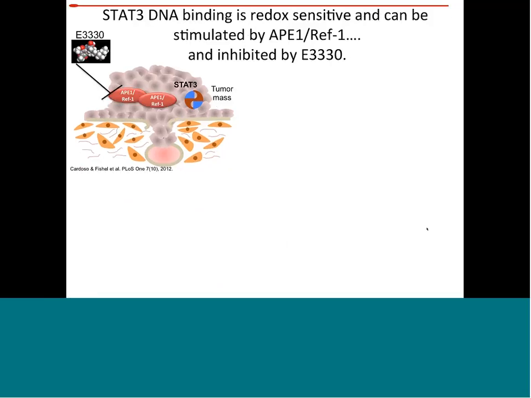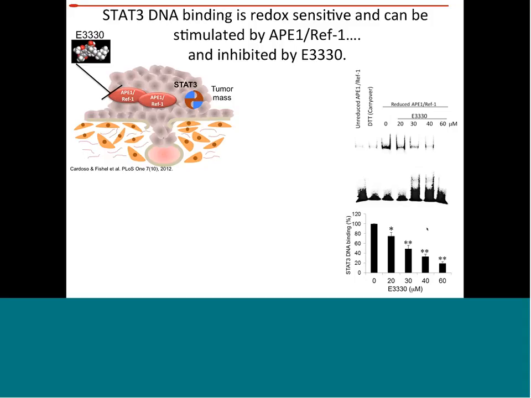So now we wanted to again show that APE and STAT3's interaction can be perturbed by blocking APE1 using our small molecule inhibitor, which we call E3330. So again, this is an EMSA assay where you're looking at STAT3 DNA binding sequence, and you can see that the basal levels of STAT3 binding are low.